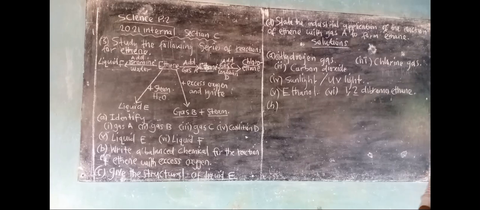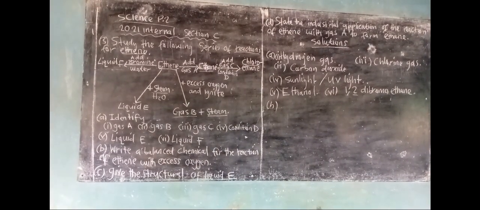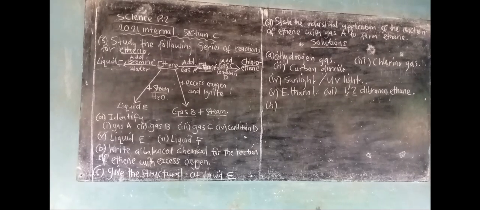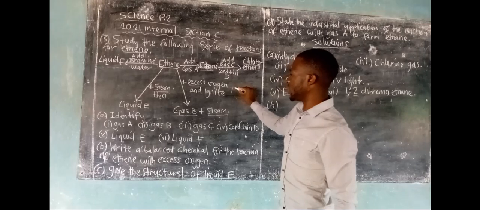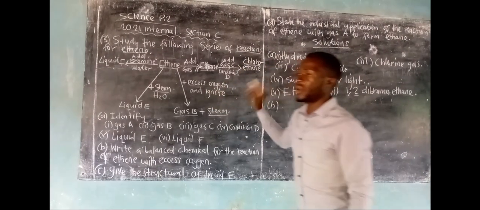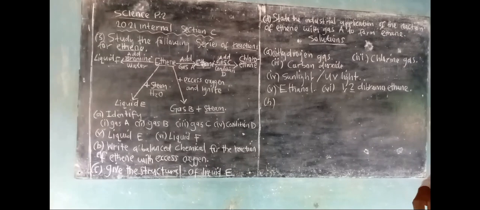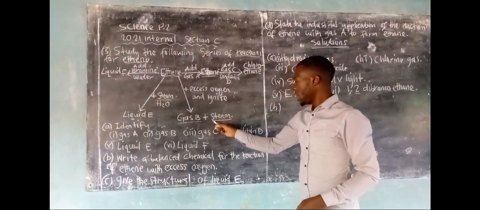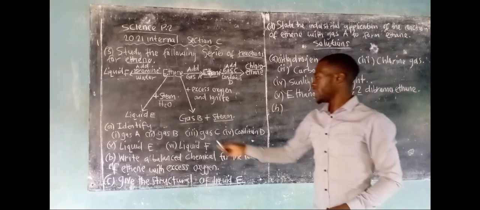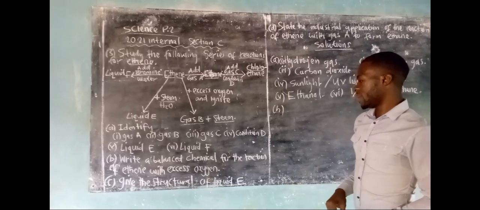B reads: write a balanced chemical equation for the reaction of ethene with excess oxygen. So it is this reaction with excess oxygen. The reaction of organic compounds with oxygen, we call it combustion. Now we know that it will produce gas B and steam, and we already know what gas B is. So we say ethene. Now, the balanced chemical equation.